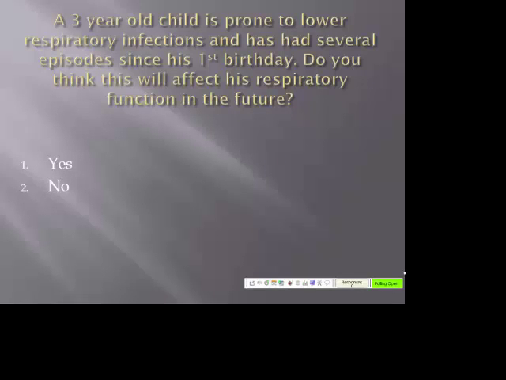So let's, based on whatever information I gave you so far, suppose a 3-year-old child keeps having, children go into the daycare, they often have respiratory infections, and this child has had several since his first birthday. Do you think this will affect his respiratory function in the future?